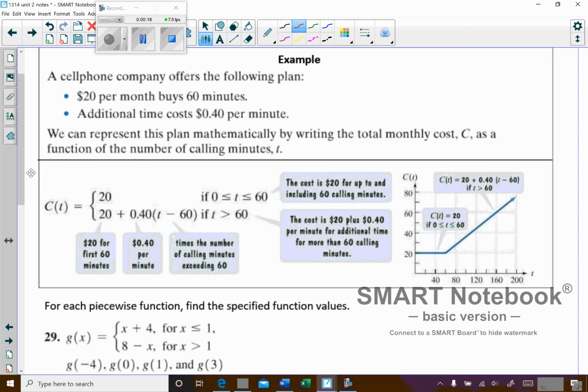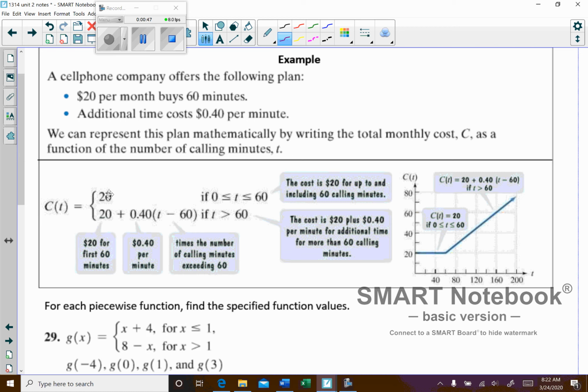A cell phone company offers the following plan. $20 per month will get you 60 minutes. Additional time will cost you 40 cents per minute. We can represent this plan mathematically by writing the total monthly cost C as a function of the number of calling minutes T. So depending on how long you talk, we're going to define it as two different functions.